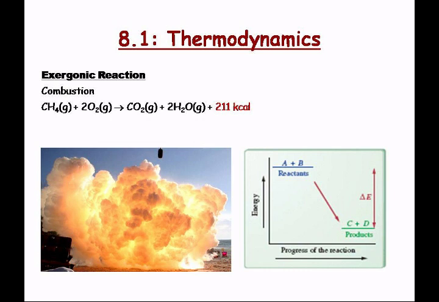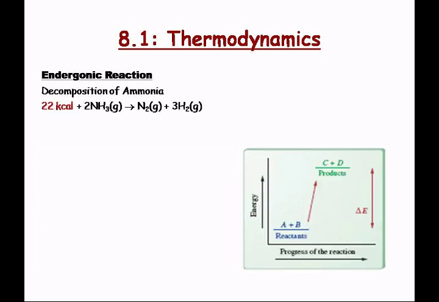If you recall a combustion reaction, this is a good example of a reaction that is exergonic in nature. It's going to lose energy as heat. Probably you've been near a campfire or something like that and felt the heat coming off of it. That's due to the fact that it's an exergonic reaction, releasing energy in the form of heat. The decomposition of ammonia would be an example of an endergonic reaction. You need 22 kcals of energy to pump into this system to decompose ammonia to its constituent elements, nitrogen and hydrogen gases.